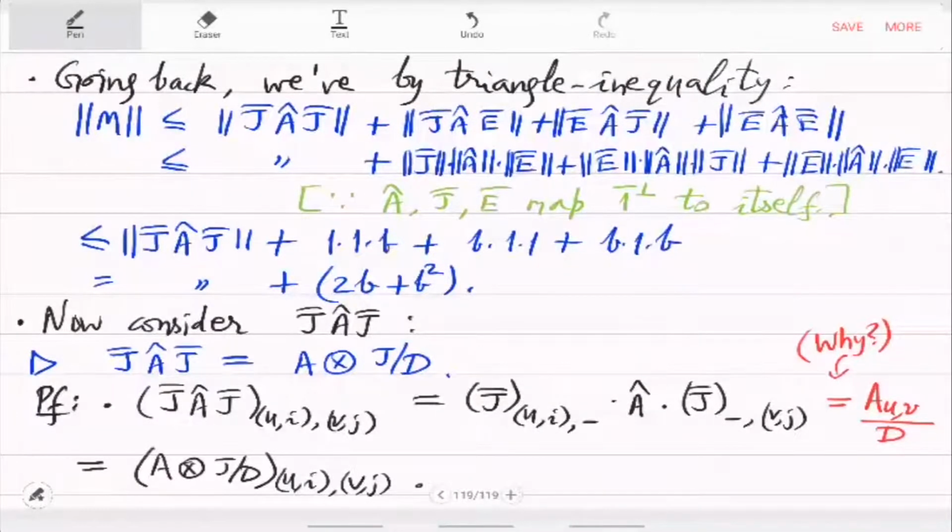So you can check this, and that shows that J bar A hat J bar is actually quite simple to begin with. It is just A tensor the all-ones matrix, normalized by d. So we want to understand the spectral gap of this matrix A tensor J by d, and it will boil down to the spectral norm or matrix norm of A. So that is how you will get small a. Okay, let us just finish that part.